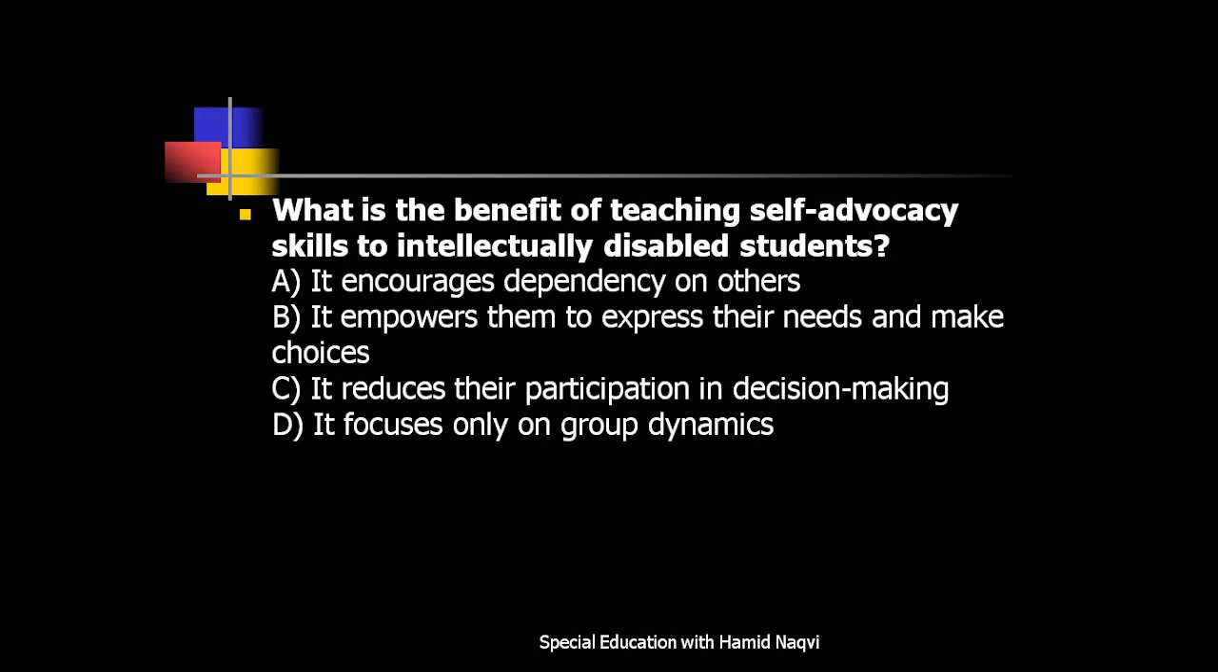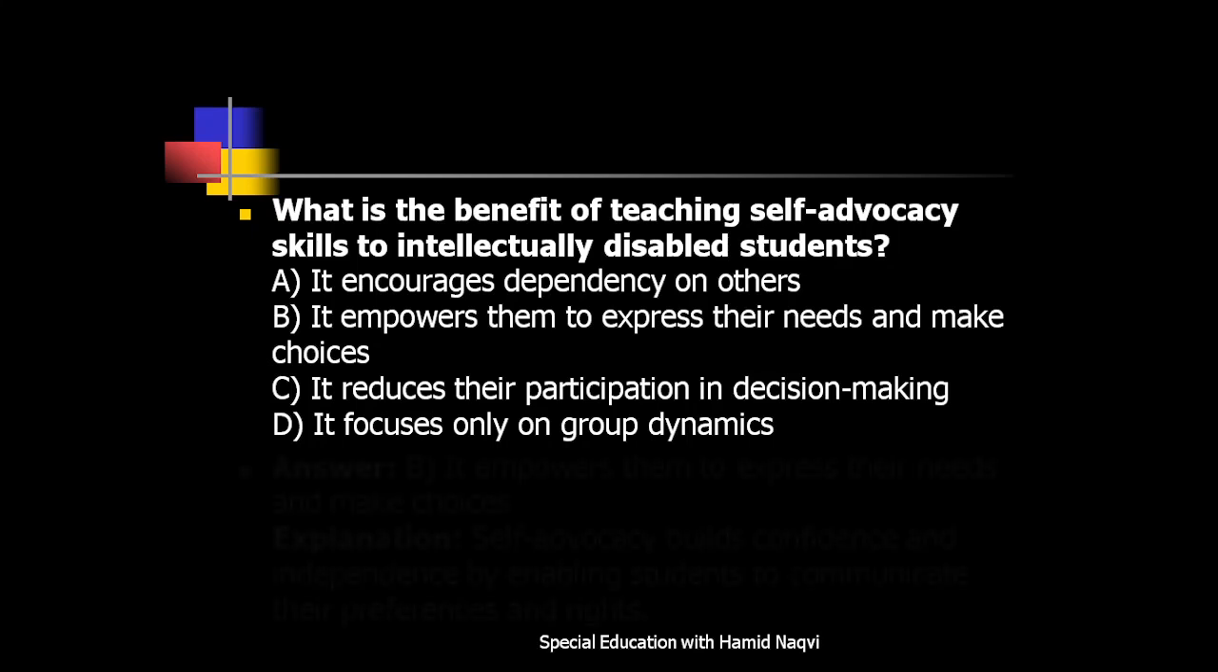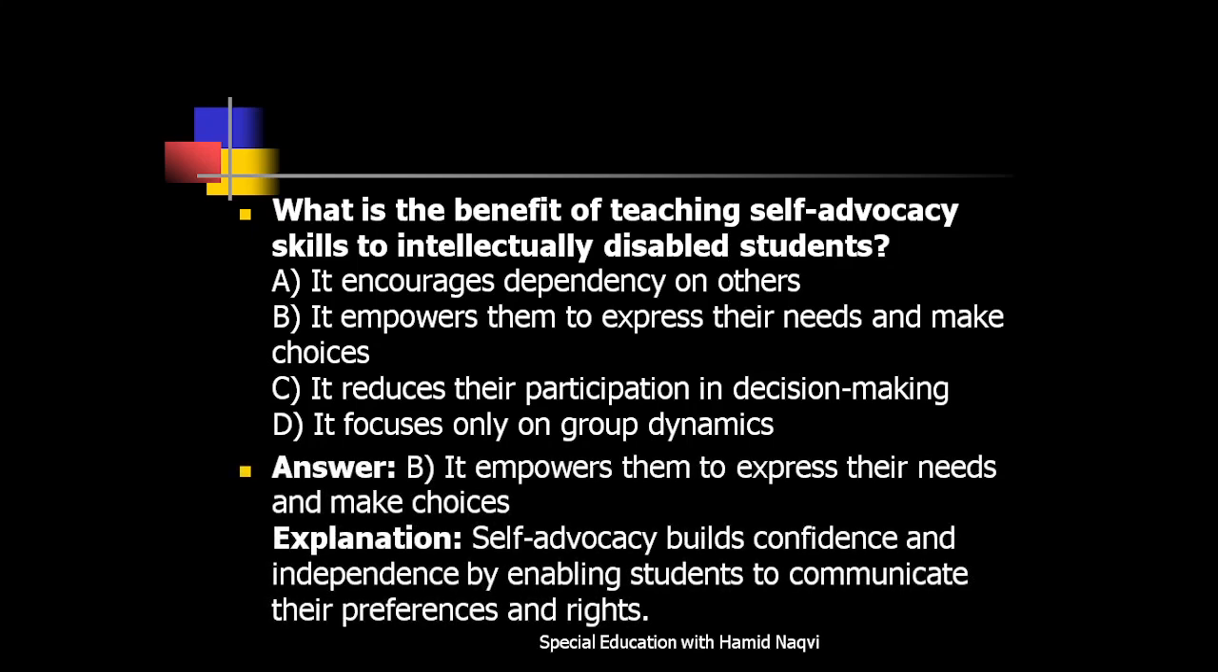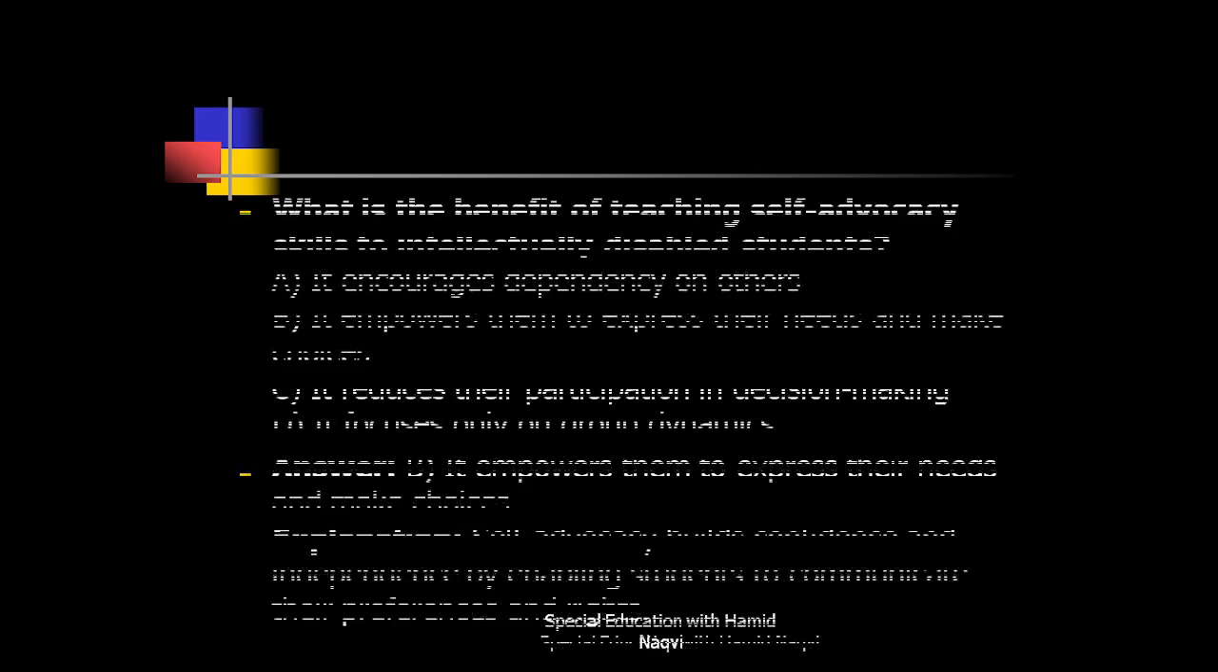Next is what is the benefit of teaching self advocacy skills to intellectually disabled students? It encourages a dependency on others, and it empowers them to express their needs and make choices. It reduces their participation in decision making, and it focuses only on group dynamics. Answer is it empowers them to express their needs and make choices. Self advocacy builds confidence and independence by enabling students to communicate their preferences and rights.